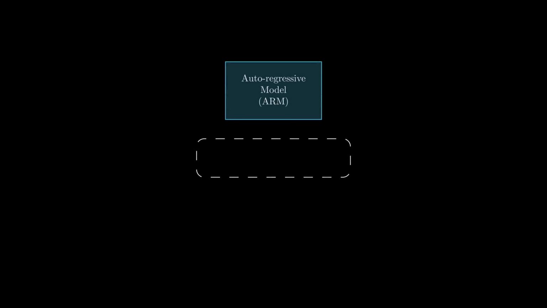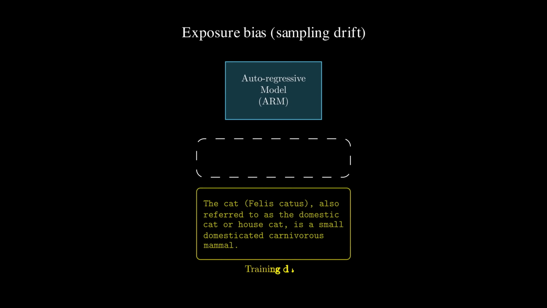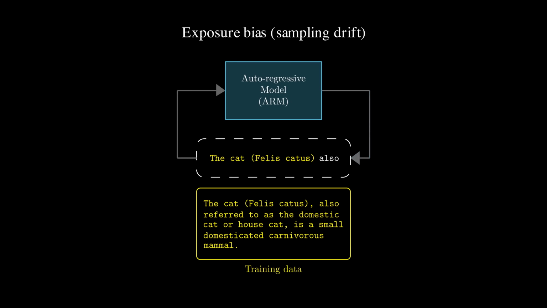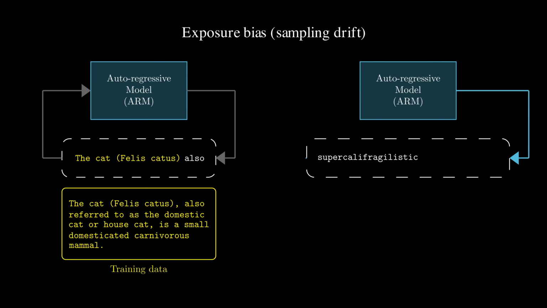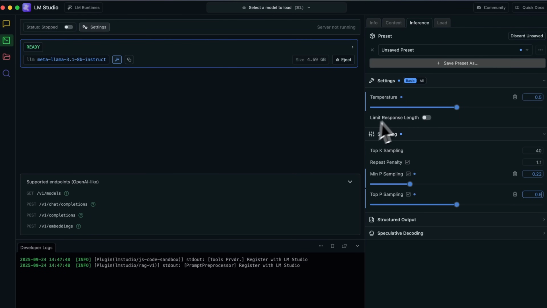Left-right generation can also lead to exposure bias or sampling drift. The model is trained to predict the next token for a ground truth prefix from the training set. But during inference, it has to complete its own previous output. So a small error can snowball as text gets longer, leading to drift. Currently, ARMs mitigate this with hacks like temperature or nucleus sampling. But diffusion would avoid this altogether by working on the entire sequence holistically.